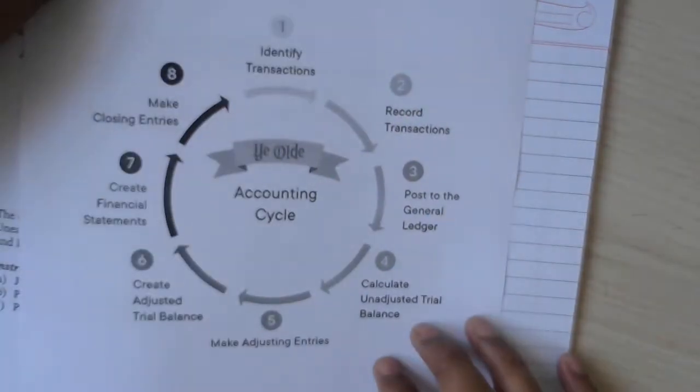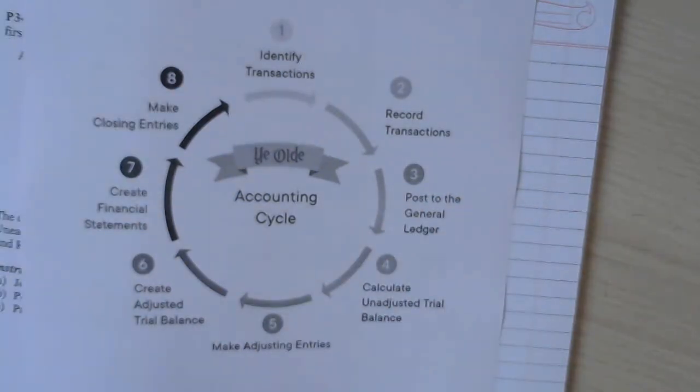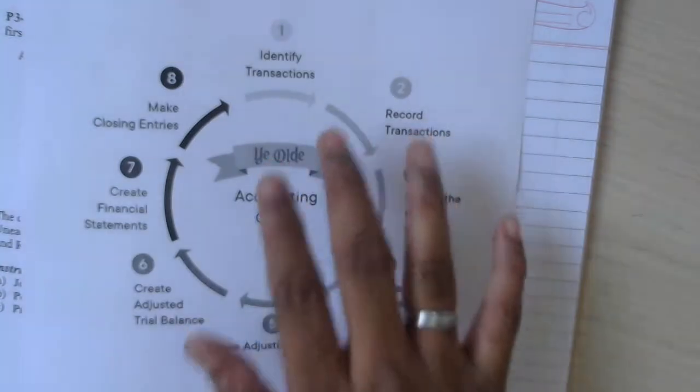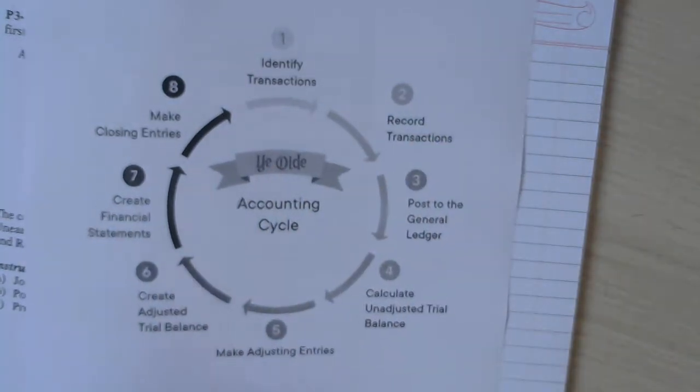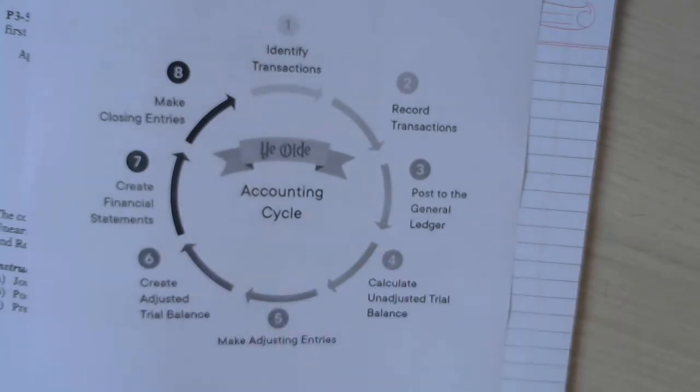So what you see on the screen, I found with a simple online search. I did a Google image search on accounting cycle and you will find hundreds of images. One of the images I found online, I just took a print and wanted to show you. So this is what we mean by accounting cycle.